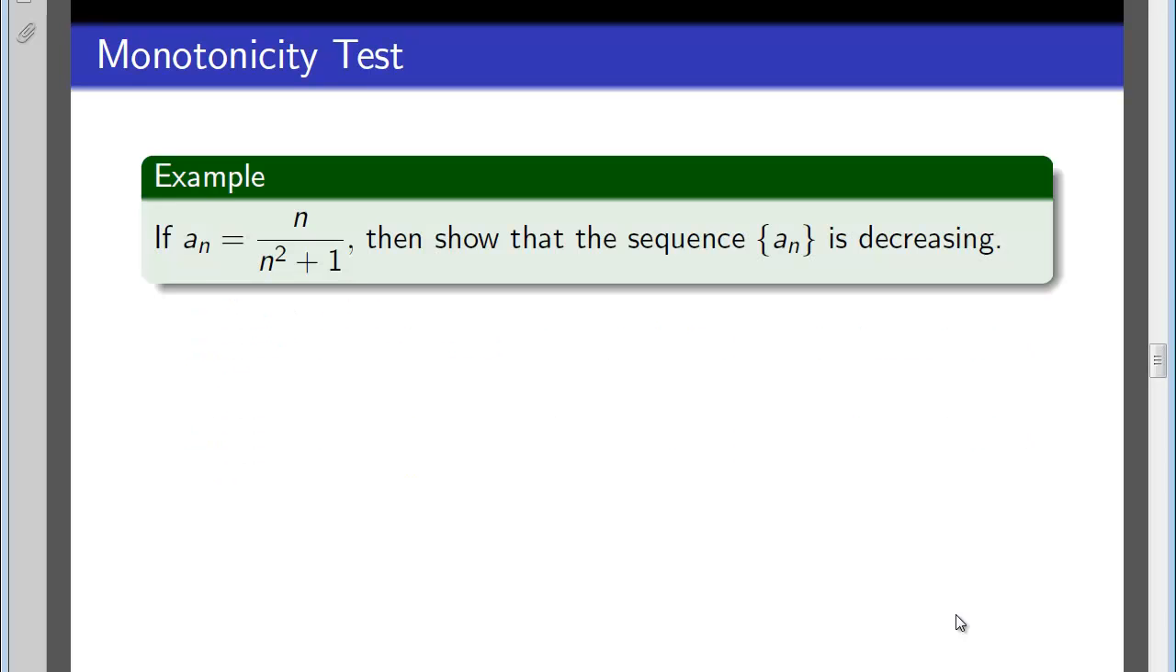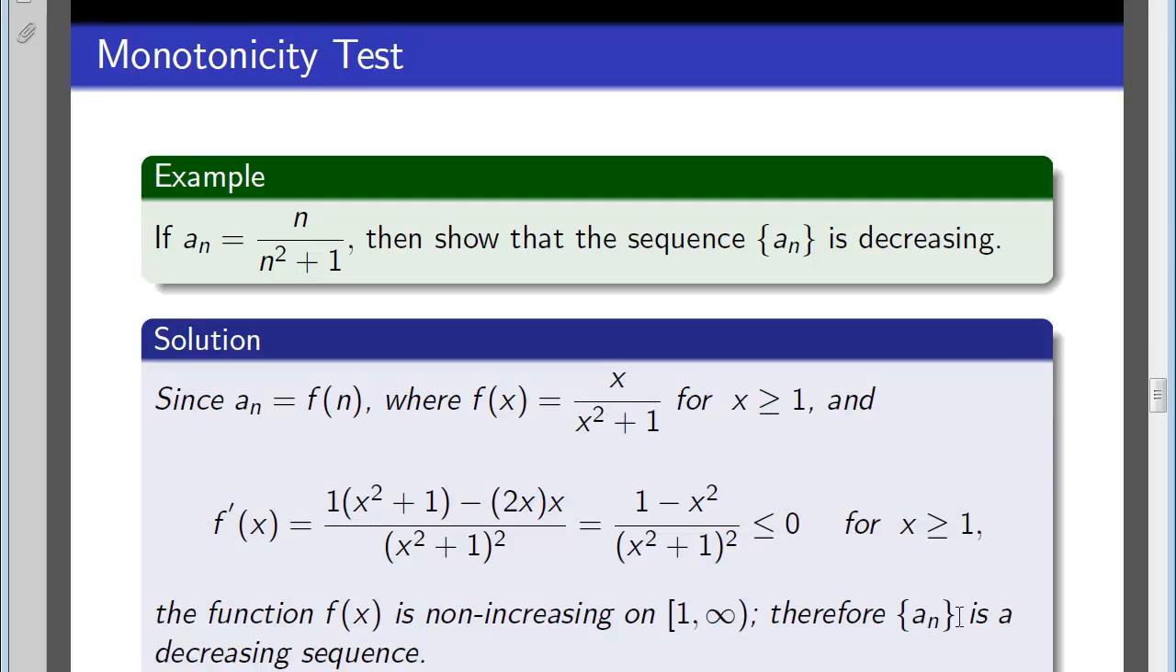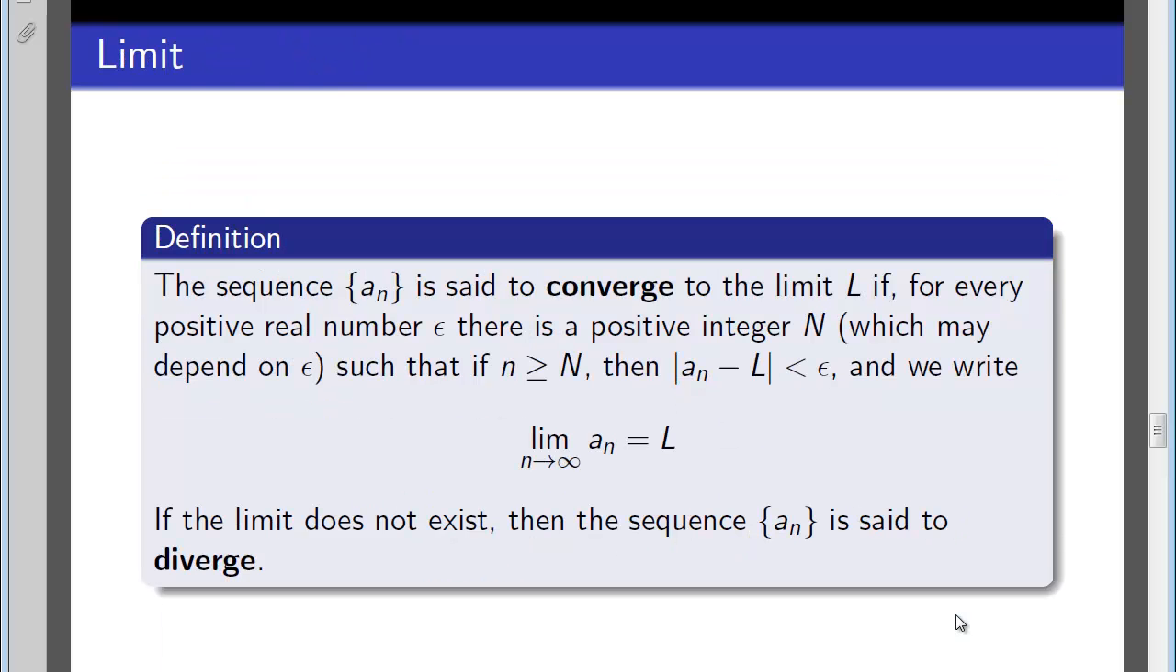If we want to use this property for the example of the sequence n over n squared plus 1, in this case we can define the function f of x, which is x over x squared plus 1, where the derivative of this function is smaller than or equal to 0, meaning that the function is decreasing. So we can write the conclusion that the sequence is also decreasing.